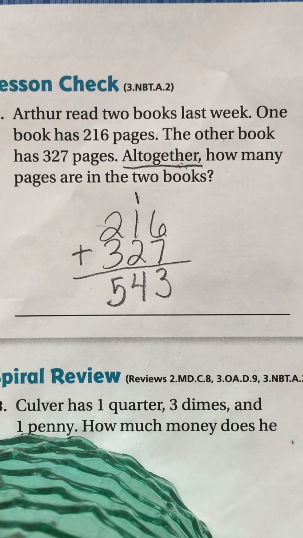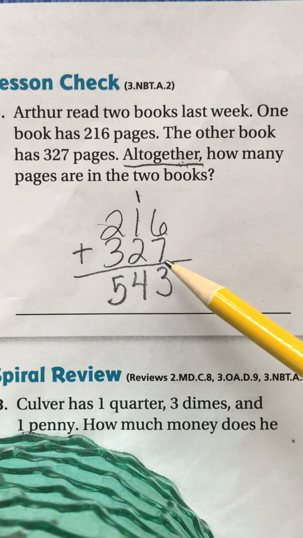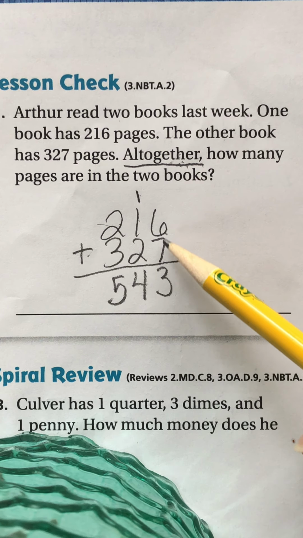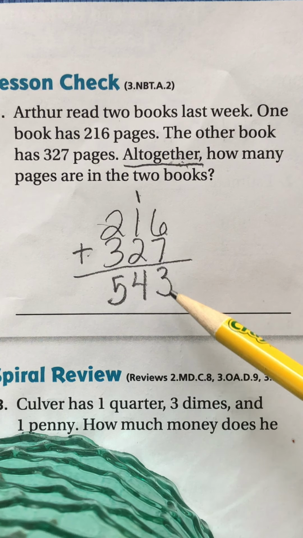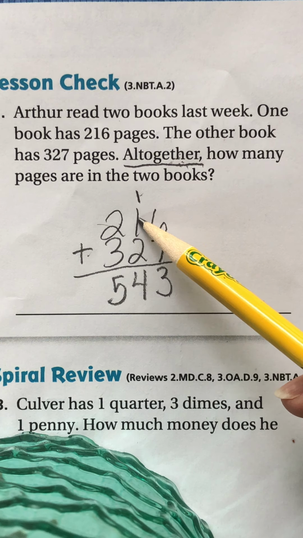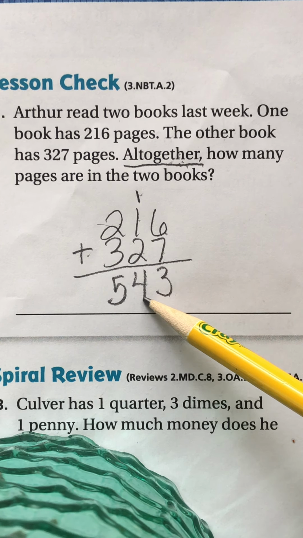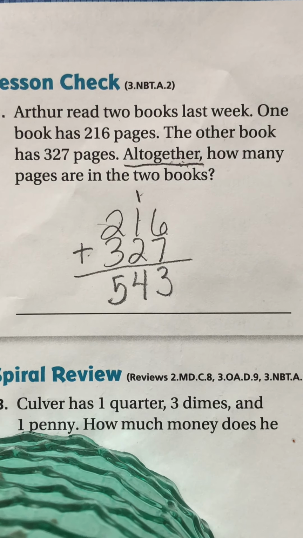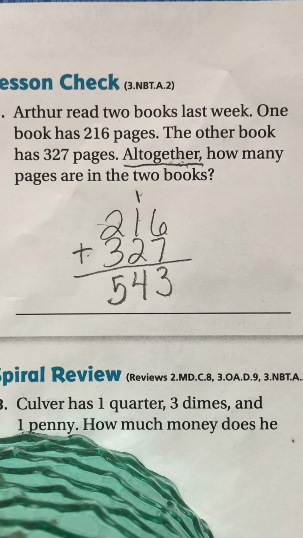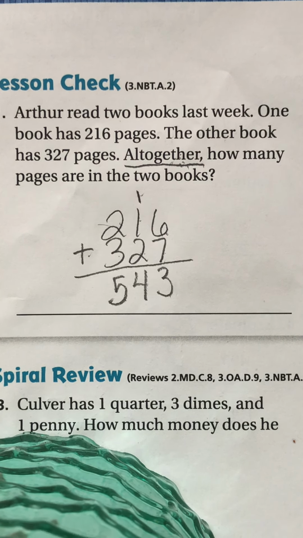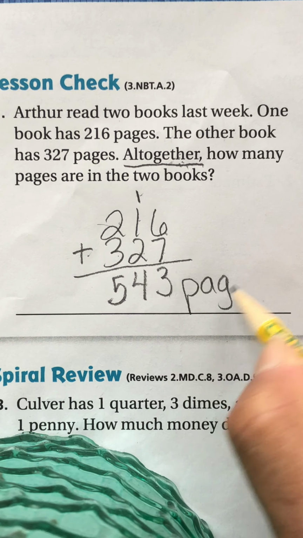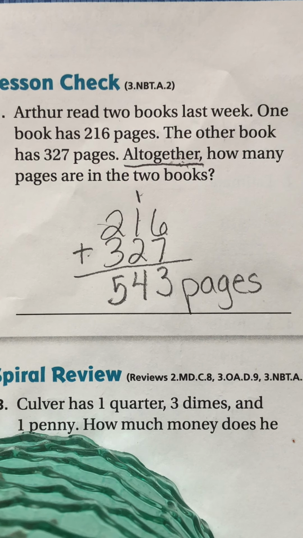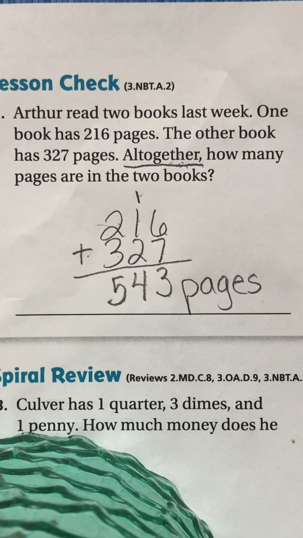So now you have your answer. 216 and 327. Altogether means to add them. 6 plus 7 is 13. Carry the 1, bring down the 3. 1 plus 1 plus 2 is 4. 2 plus 3 is 5. So how many pages were read in those 2 books? 553, and I'll put this, pages. Please copy.